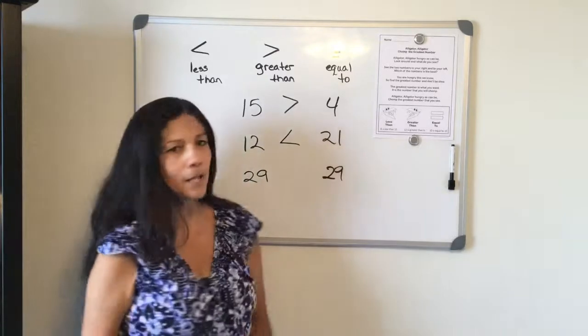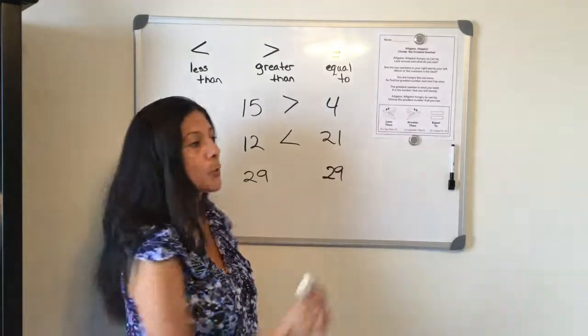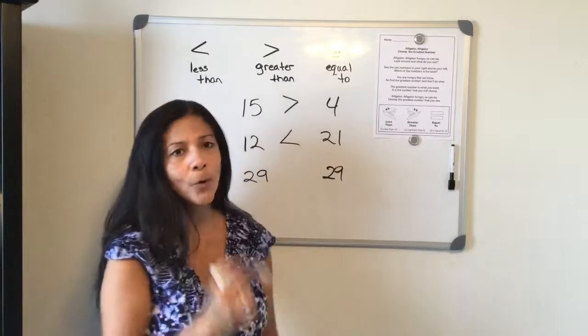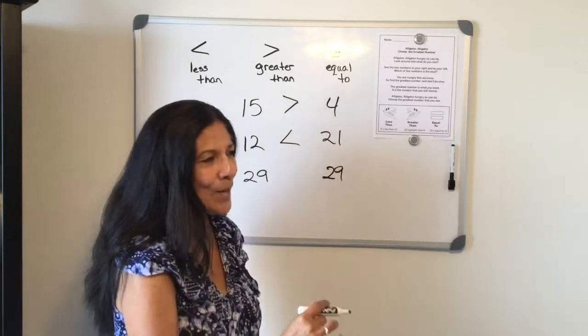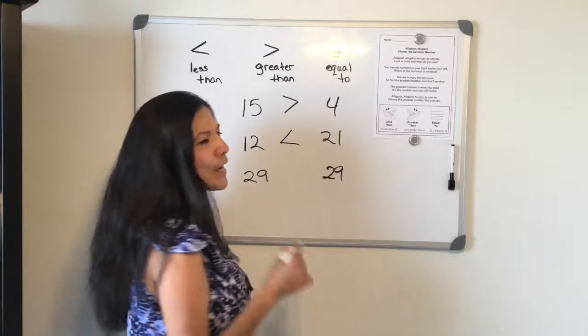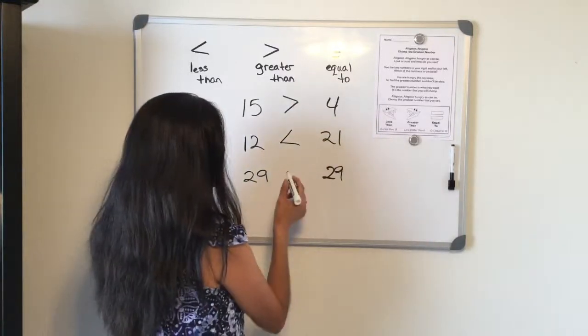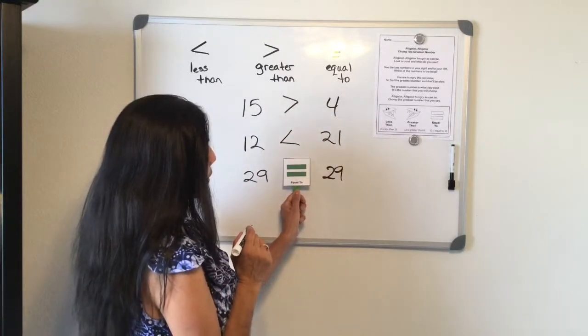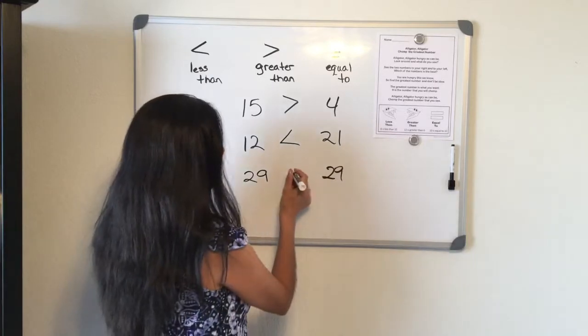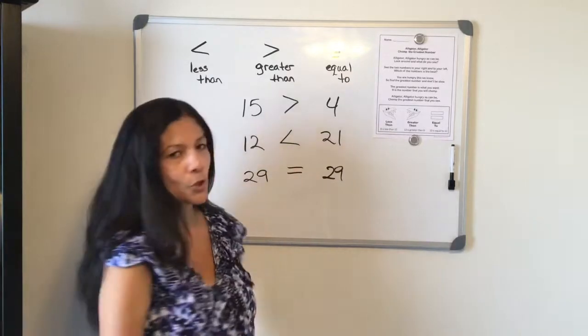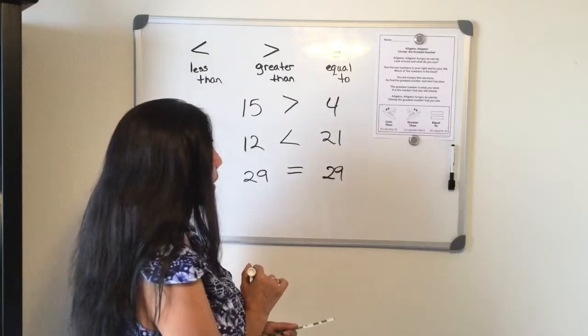Now I come to the last one, 29 and 29, and I know that both of those are the same number, and so that tells me that they are equal to each other. And so Mr. Alligator is just going to turn in the middle there and use the equal sign. And so I would just do those two lines to show that they are equal.